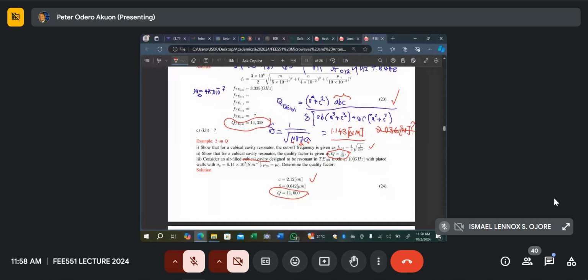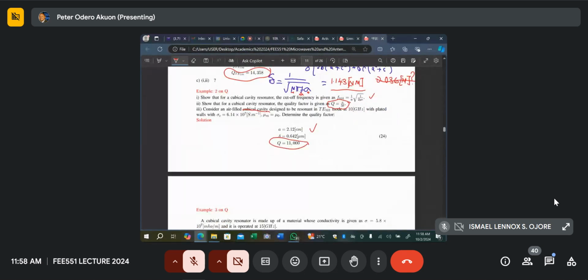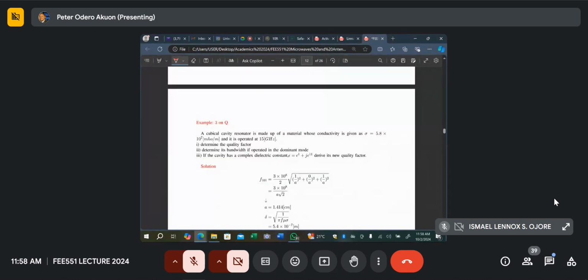Then this should be modified. Okay, maybe this is testing something else. This is a cubical. It's made up of a material with conductivity given as 5.8, operated at 15 gigahertz. You're supposed to determine the quality factor, then the bandwidth if operated in the dominant mode.